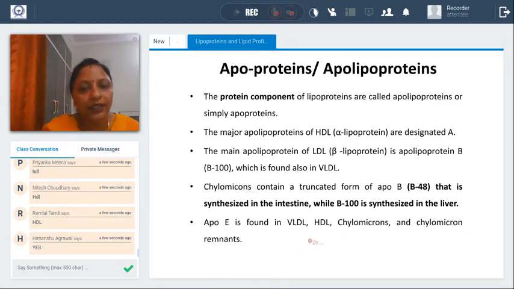ApoE is found in VLDL, HDL, chylomicrons, and chylomicron remnants. So these are apolipoproteins. As I said, HDL contains apolipoprotein A, LDL contains apolipoprotein B, and this is B100, which is found also in VLDL. Chylomicrons contain the truncated form of ApoB, that is B48, synthesized in the intestine, while B100 is synthesized in the liver.